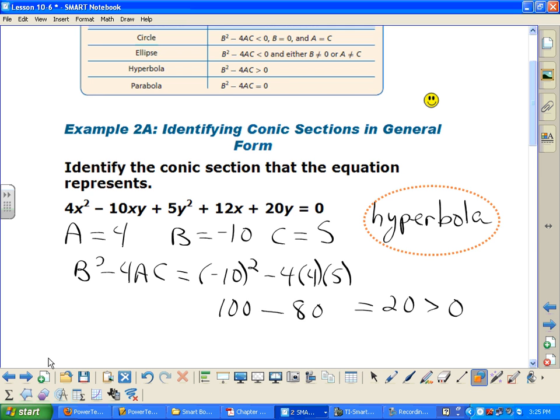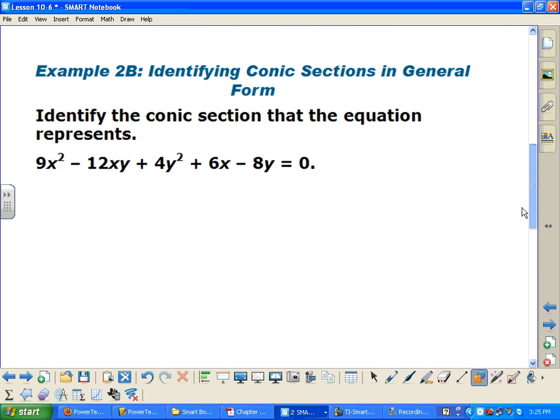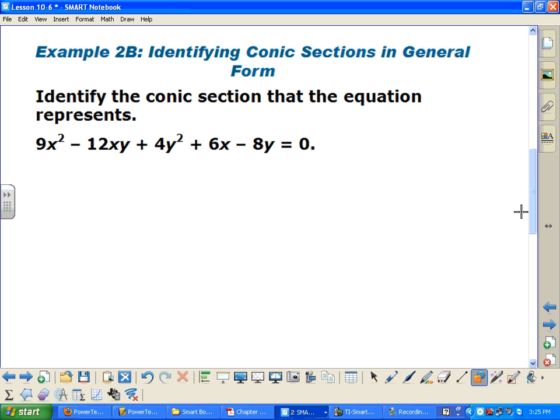Okay, let's look at another one. Once again, the first thing we're going to do is identify the values of A, B, and C. Now we don't care about the coefficients of x and y, we only care about the coefficients of x squared, xy, and y squared. So in this case, the coefficient of x squared is 9, so that would be A. The coefficient of xy is negative 12, so that's B. And the coefficient of y squared is 4.